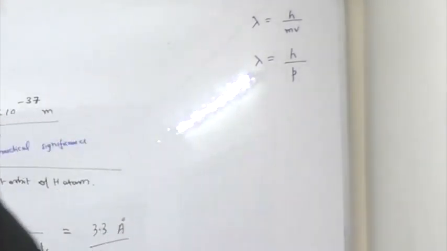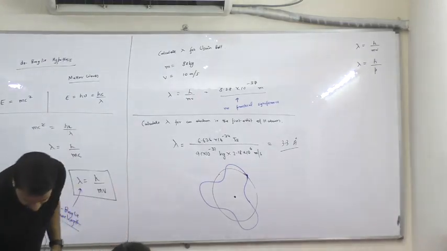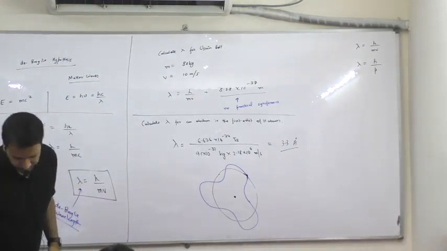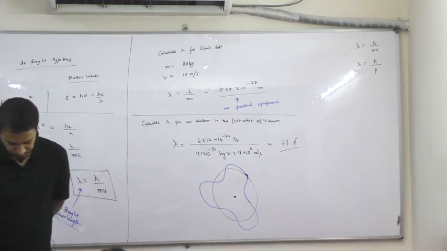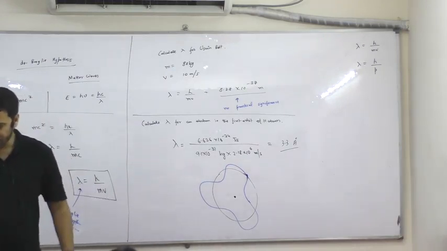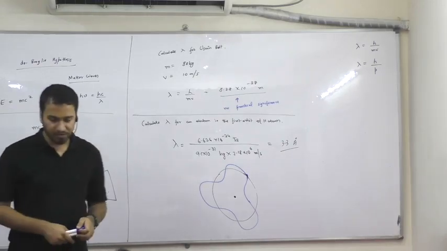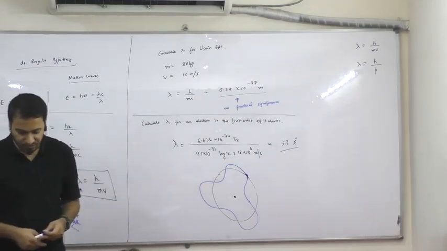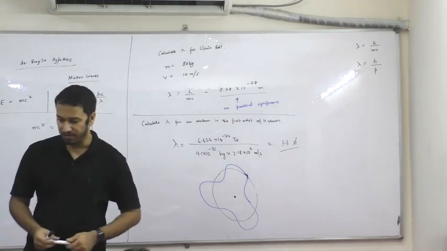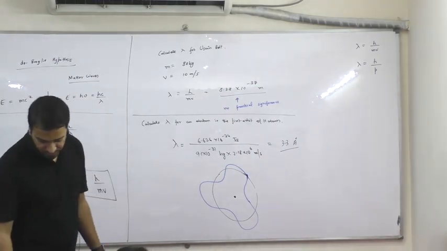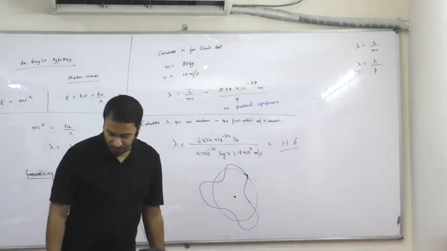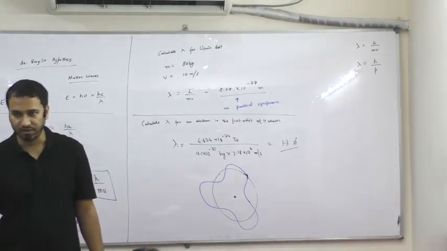Let's start solving a few problems. Please open class assignment 3. Please solve question 3. Compare the wavelength of a proton and an alpha particle. It's not L, please correct it.